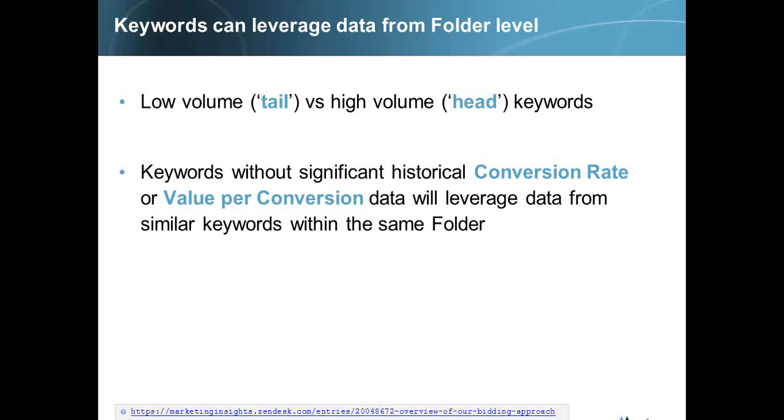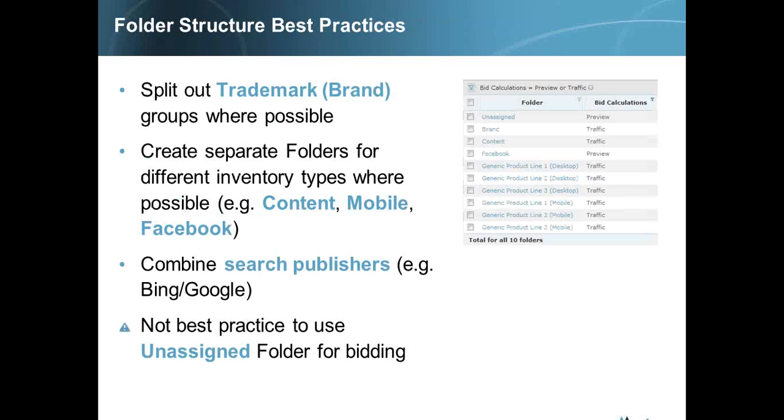It can be difficult to bid on such terms as they lack this data, and they can also usually take up a large percentage of an account. However, in Marin, keywords without significant conversion rate or value per conversion data will borrow or leverage data from similar keywords within the same folder, making it possible to make bid decisions on these terms. So again, it's important to make sure that you consider this when creating your folder groups.